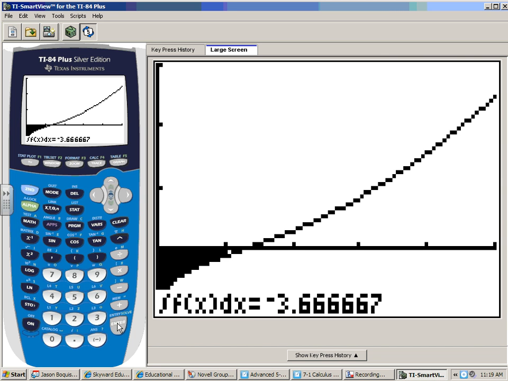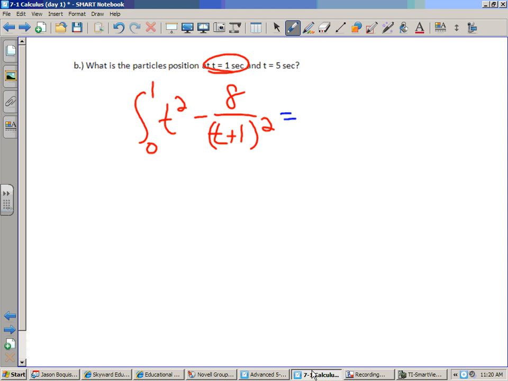Does it make sense that it's negative? Why does it make sense that it's negative? Yeah, it's moving to the left, and this area is underneath the x-axis. So remember all those rectangles we were making way earlier? Wouldn't the rectangle be going down? So when you took the width times the height, it would be negative. So unfortunately, negative 3 and 2/3, I think we all recognize that, correct? This equals negative 3 and 2/3.